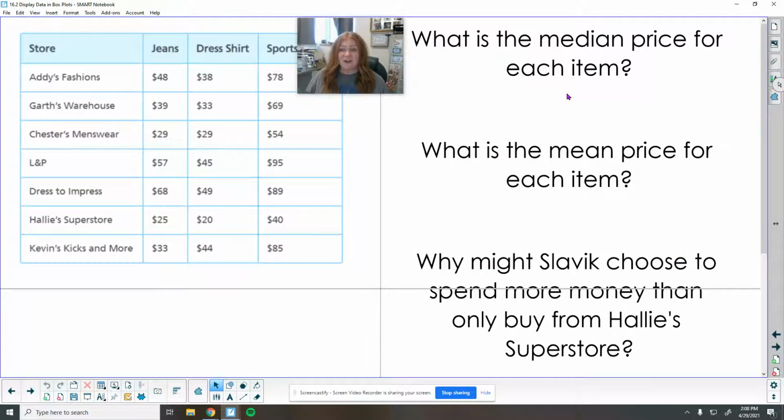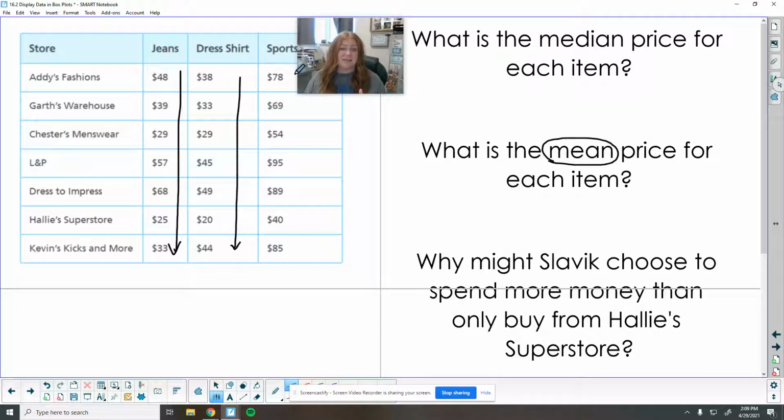After that, we want to find the median for each item. So we're going to put these in order and then find the middle. We're going to put the dress shirts in order, find the middle, put the sports jackets in order, find the middle there. Now this is where you might want a calculator. So it's finding the mean. If you want to use your calculator and add these up and divide by 7, add these up, divide by 7, add these up, divide by 7, that is totally fine today.